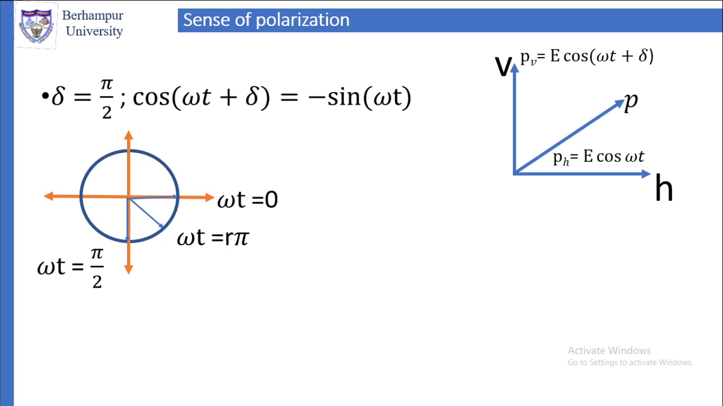So if you look at the figure, the horizontal component will be E_H equal to E cos omega t. The vertical component will be E cos(omega t plus delta), which is minus E sin omega t. So the vertical component will be minus E sin omega t.